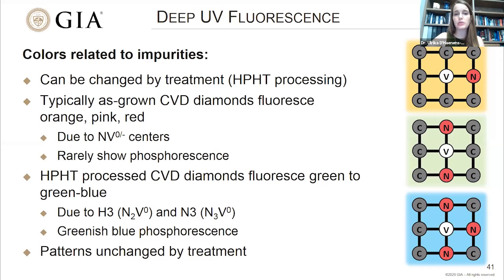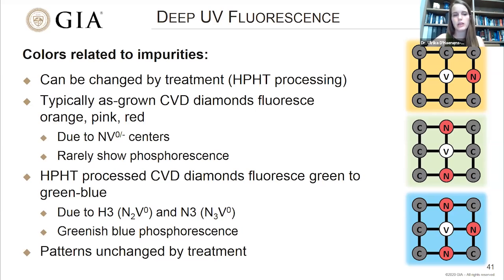When we consider the as-grown CVD material, the most common colors are going to be orange, pink, or reds, and that is because these diamonds contain a lot of nitrogen vacancy centers. That's the defect here on the top. These stones rarely show phosphorescence, but the UV fluorescence color is rare enough to alert you that you need to be careful. When it comes to the HPHT process, the decolorized CVD diamonds, this is going to change the relative concentrations of the defects, and instead now the fluorescence is going to be green to greeny blue.